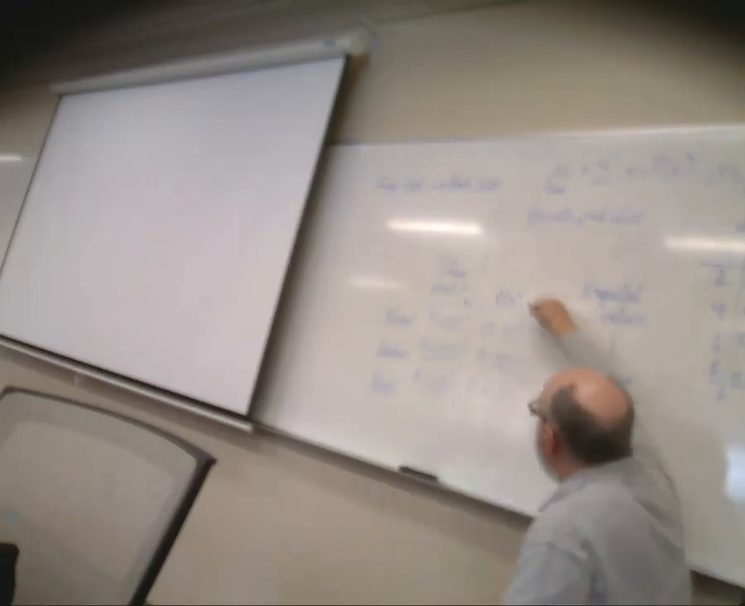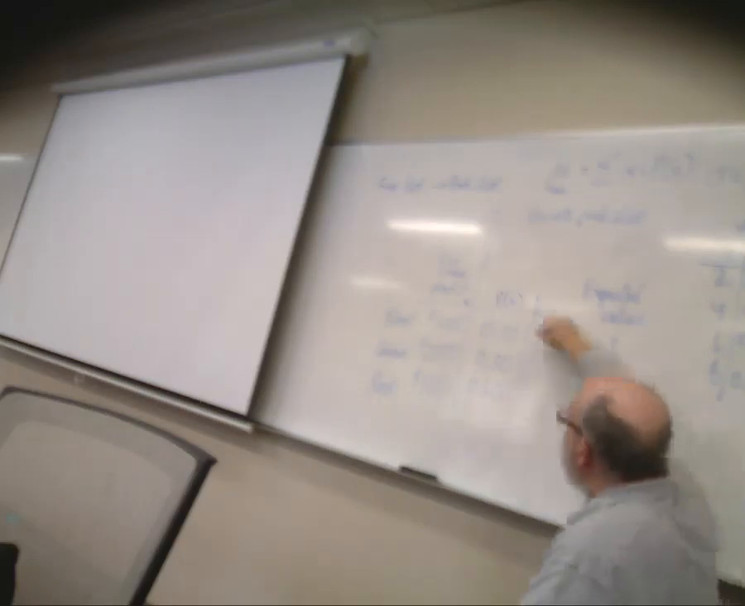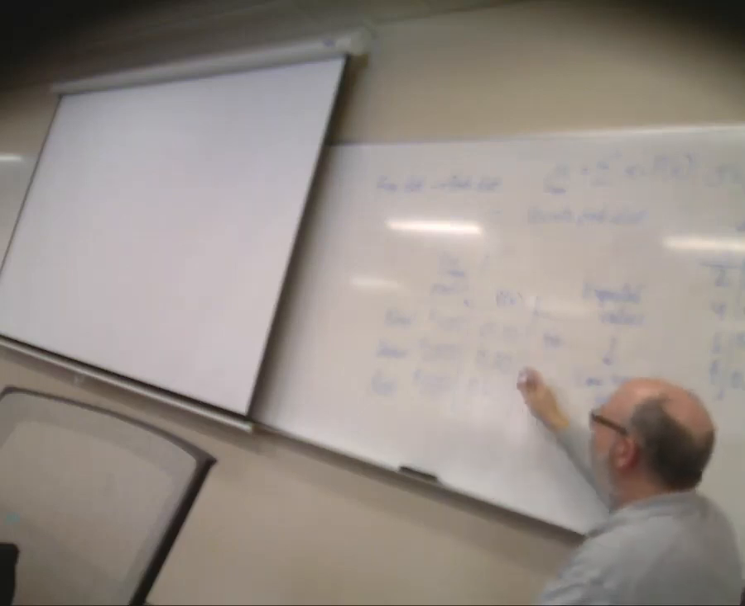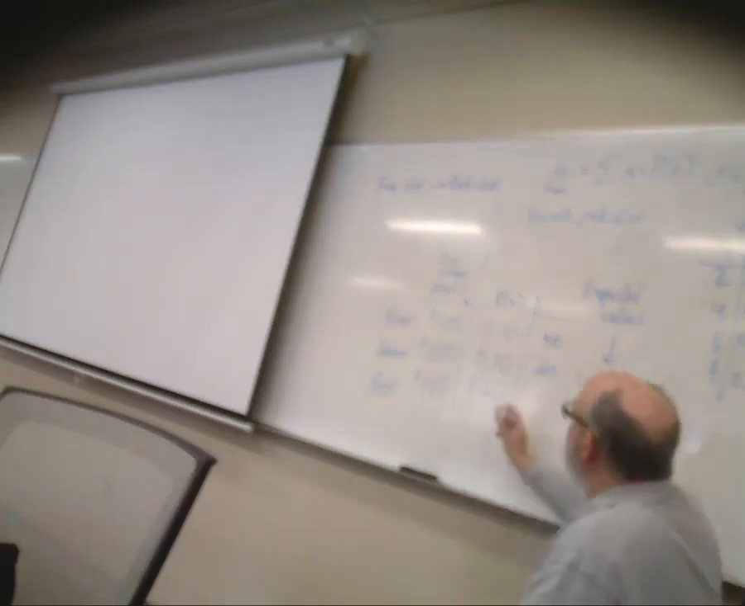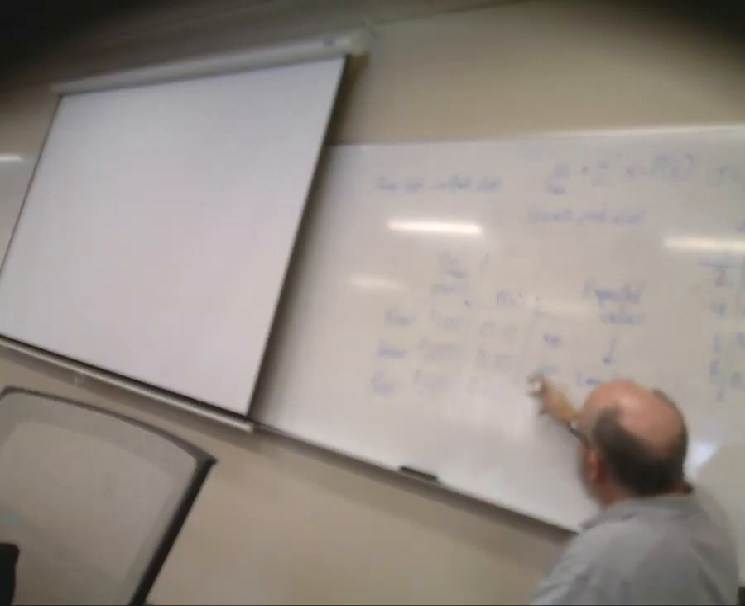So let's do this multiplying. 5,000 times 10%, 500. 2,000 times 30%, 600. 500 times 60%, 300. I add these together, I get $1,400.